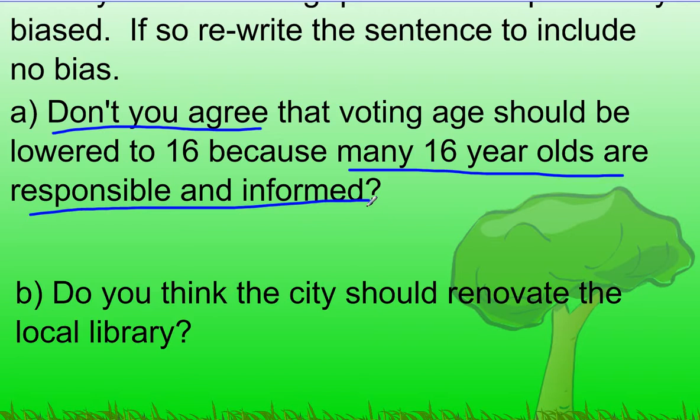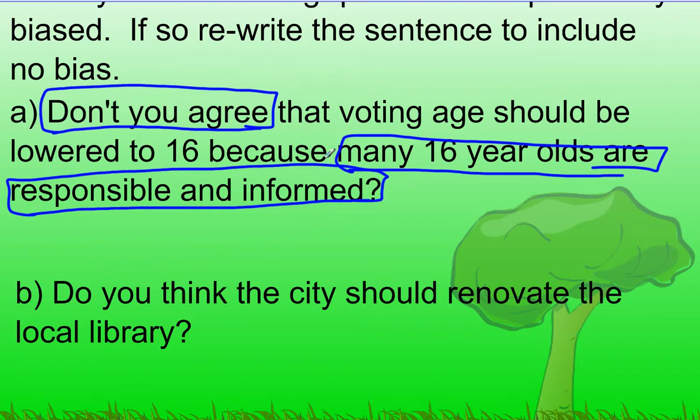So let's see if we can rewrite this sentence, this question, so that there's no bias. So pretty much, you take out all this other stuff that's trying to push you into an answer. So maybe, do you think that the voting age should be lowered to 16? That would be straight up no bias, you're just asking a question.